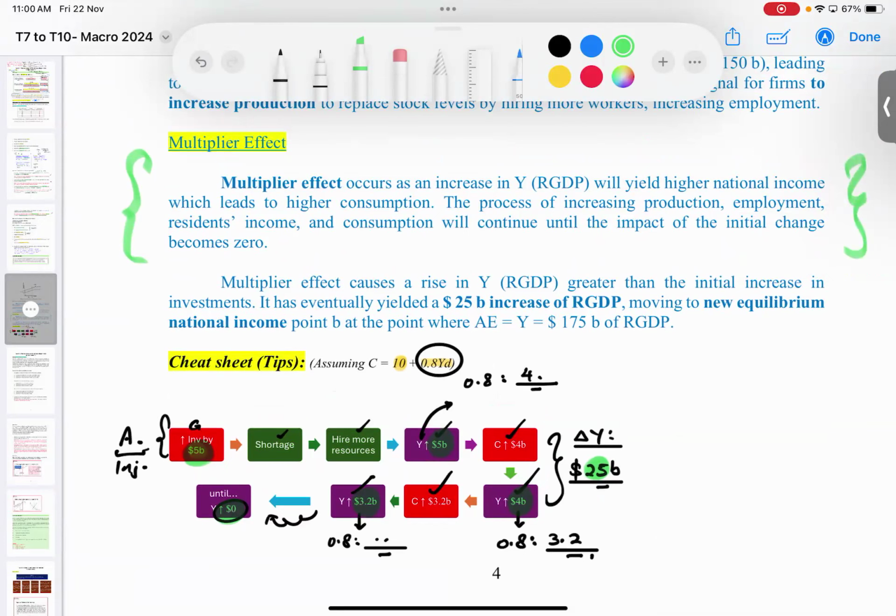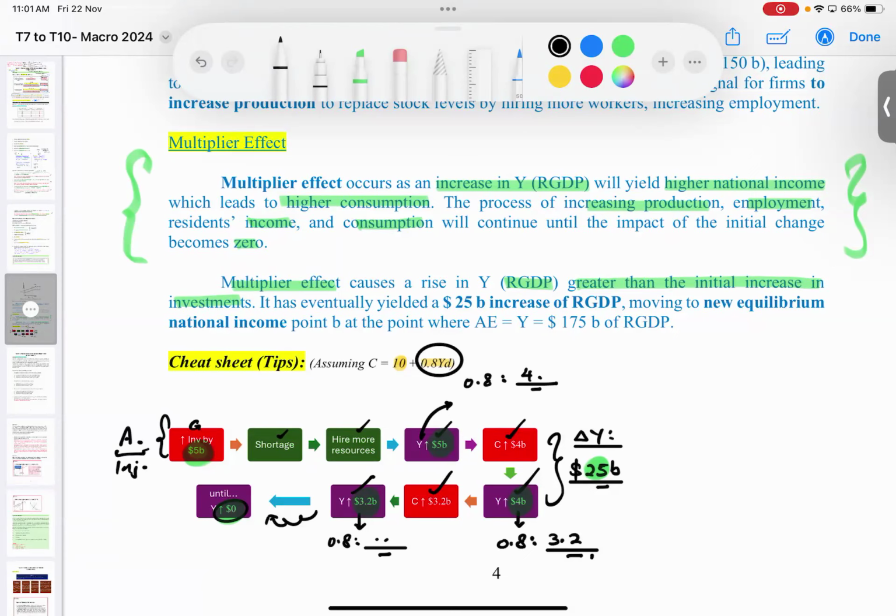The multiplier effect occurs when an increased output results in higher national income, which leads to higher consumption. The process of increasing production, producing more, hiring more workers, and increasing people's income and consumption will continue until the impact becomes zero. So this is why the multiplier effect is like a ripple effect. It will cause the real GDP to increase. A rise in the real GDP at the end will be larger than the initial increase in investment. So that's how the multiplier effect works.